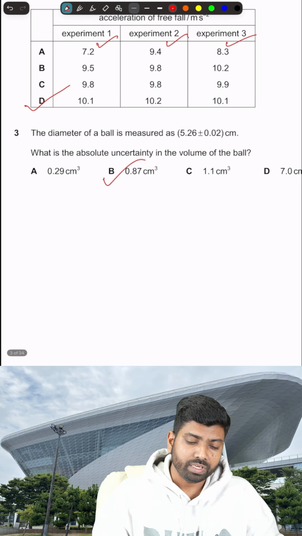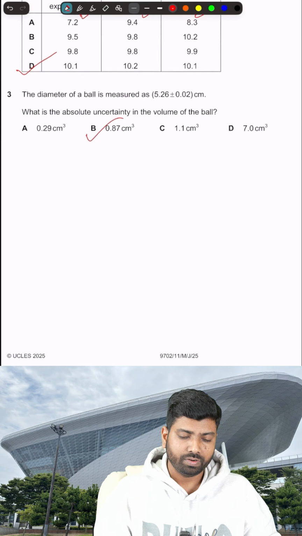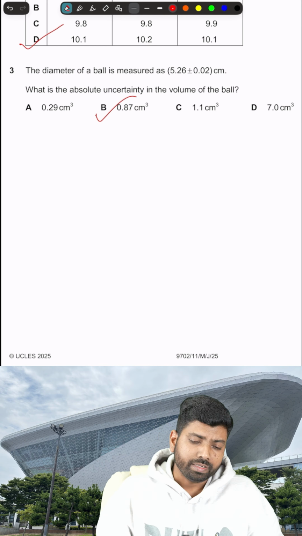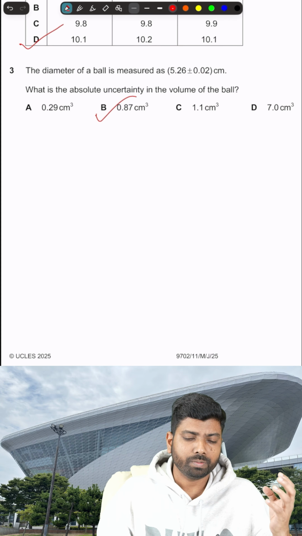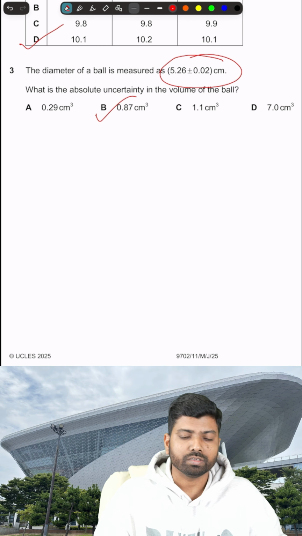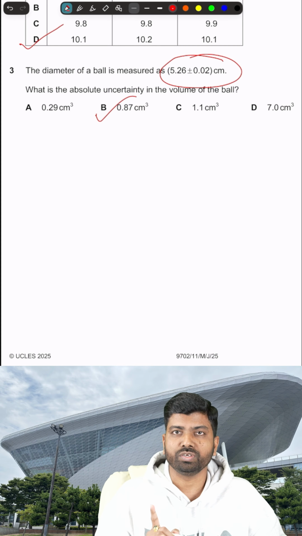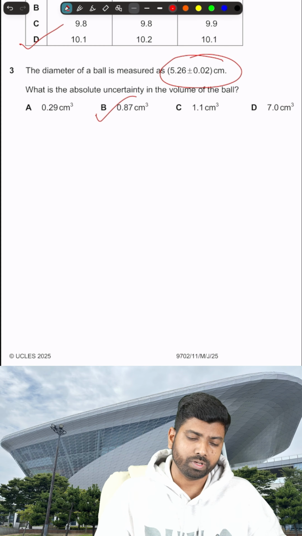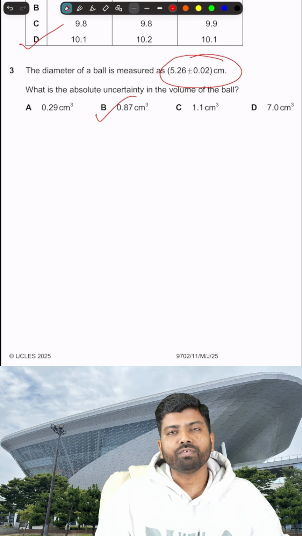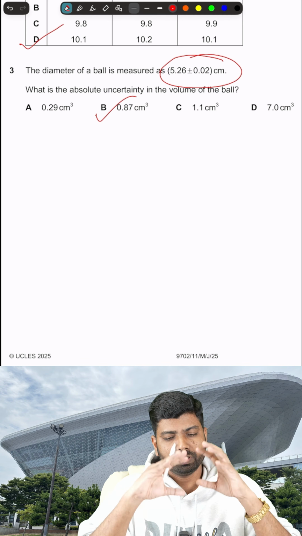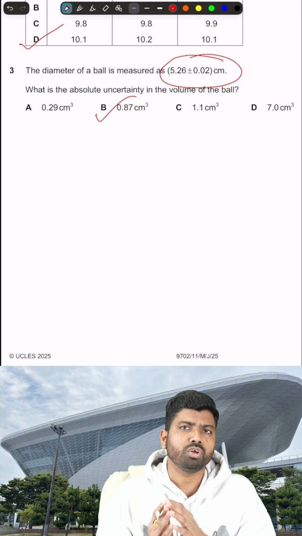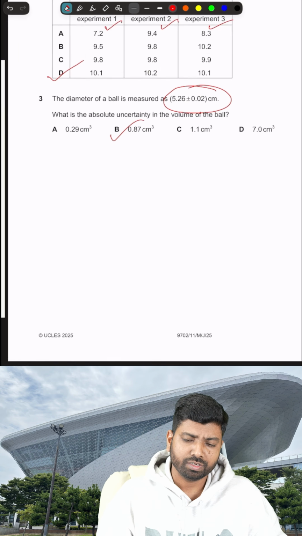Now question number 3 is from error calculation, right? Error calculation is also one of the important points. The diameter of a ball is measured as a value with its error. So plus or minus 0.02 indicates the error. What is the absolute uncertainty in the volume of the ball, right? The ball is spherical in nature, so what is the volume of a sphere? Can you write in the comment box?